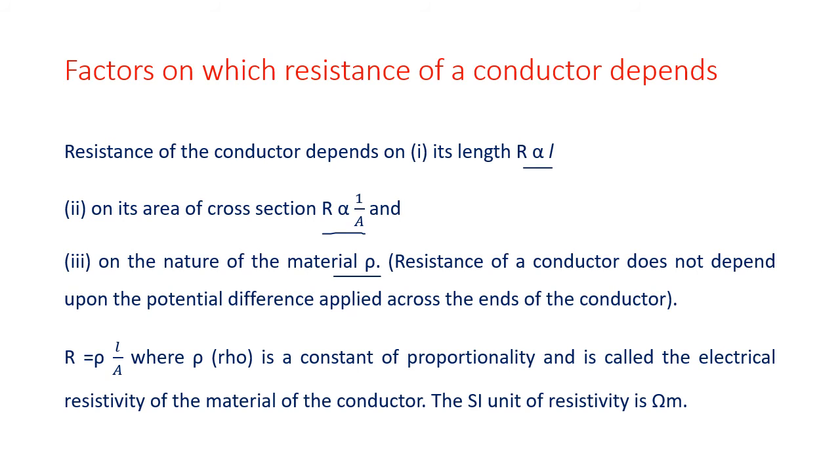The SI unit of resistivity, that is rho, is ohm meter. How do we get that? Resistance is given in ohm, length is given in meter, area in meter square. So the meter square and meter cut, and when this goes in multiplication, we have rho equal to ohm into meter. That is the unit of resistivity.